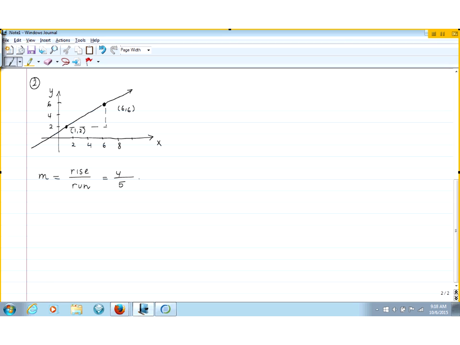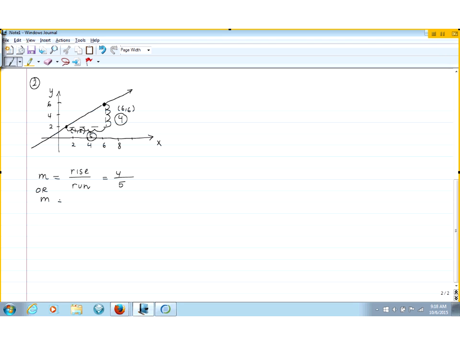So from 1 through 6, it is 5. So this is 1, 2, 3, 4, 5. So that's the run. Run is 5, and then you go up 4. So 1, 2, 3, 4. So that's why the rise is 4, right? And the run is 5.